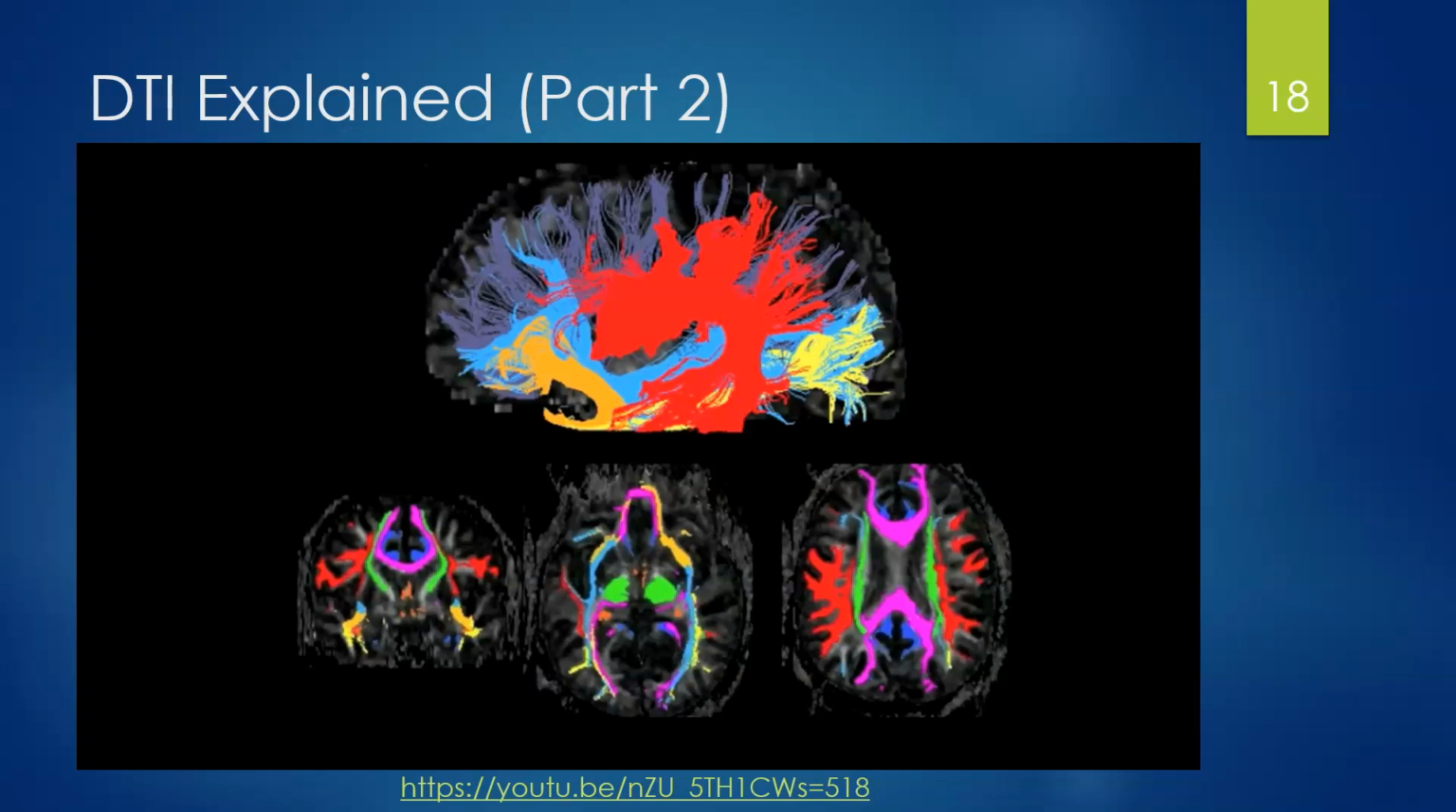So now we may use these tractography methods to reconstruct, visualize, label, and segment specific white matter tracks. In the top image, multiple white matter tracks are reconstructed, including the superior longitudinal fasciculus in red, the uncinate fasciculus in gold, the inferior frontal occipital fasciculus in blue, and the corpus callosum in purple. In the bottom row, tractography was used to segment several major white matter tracks in a single subject.